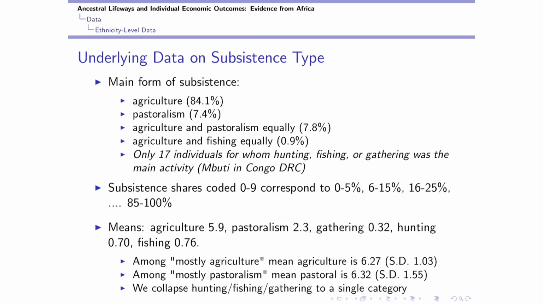So about 84% of our individuals trace ancestry to agricultural groups. That's perhaps not surprising. The majority are agricultural groups, which were more densely populated just because agriculture allows for more calories per square kilometer. About 10% trace ancestry to pastoral groups, and another 6% or 7% come from groups whose subsistence pattern was equally split between herding and agriculture.